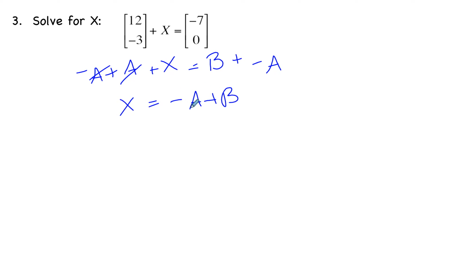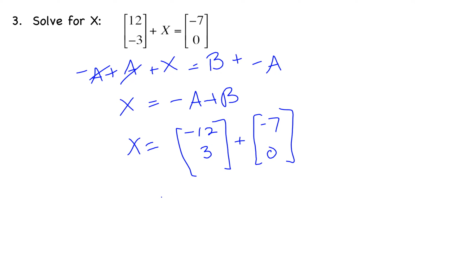So what is negative A? It's this matrix with its signs changed. So x is equal to negative 12, 3. That's the opposite of matrix A. And we're going to add that to matrix B, and B is negative 7, 0. So when we add those together, our matrix X is equal to negative 12 plus negative 7, which is negative 19. 3 plus 0 is 3. And there's our answer.